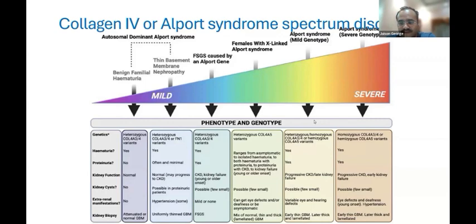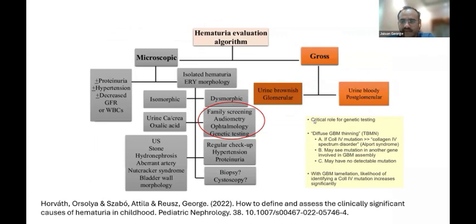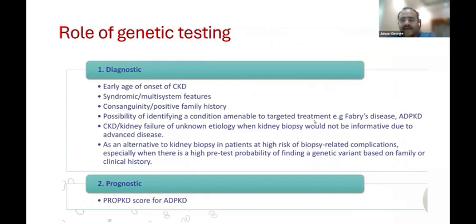As we move to the end of the spectrum, there are severe forms like Alport syndrome. The severe forms often have extrarenal manifestations like sensorineural hearing loss and ocular abnormalities like lenticonus, retinal flecks, etc. Now, this is where the importance of looking for extrarenal features, taking a family history, and looking for genetic testing becomes important. Whenever you see a case of diffuse GBM thinning on electron microscopy, there is a role for genetic testing. Genetic testing can be diagnostic or prognostic.